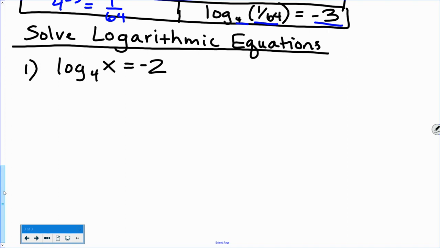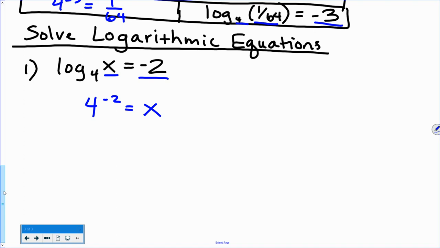So every time I solve a logarithmic equation, I'm going to want to convert it to exponential form, because the log form is challenging for me to figure out what to do. If I switch it to the exponential form, I should be able to solve it from there. So the base is 4, log gives me the exponent. Here's what this exponential function would equal. So 4 to the negative 2nd would equal x.